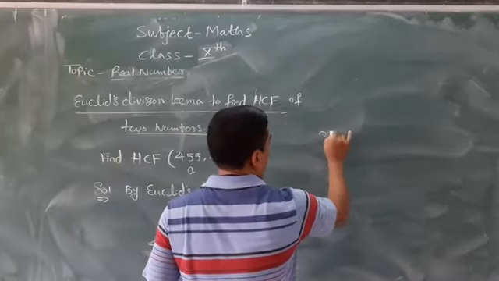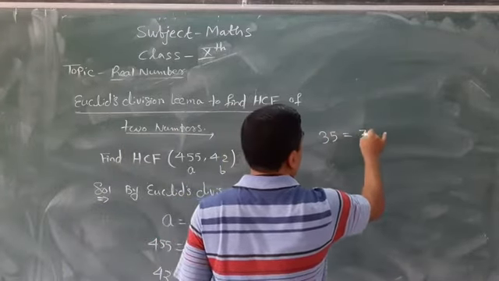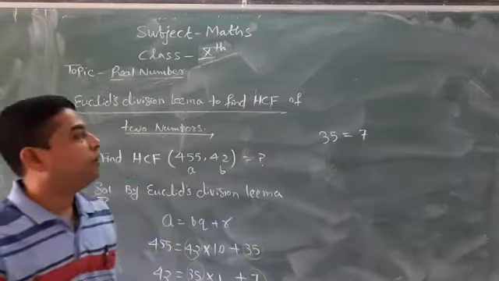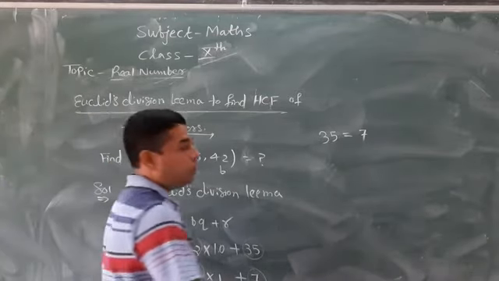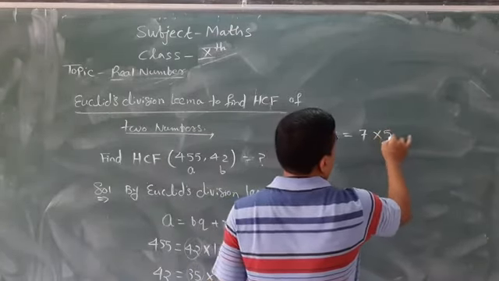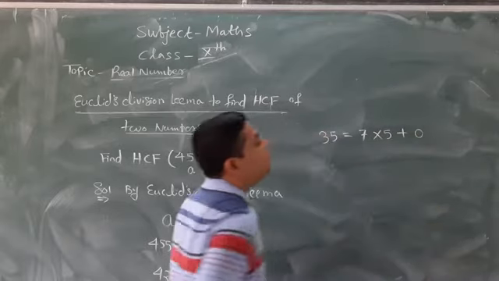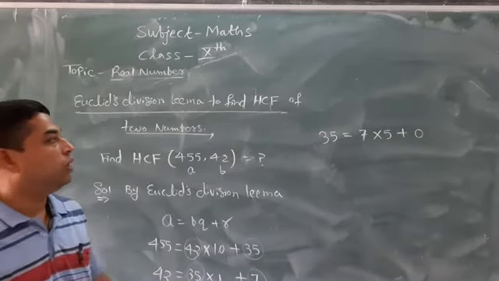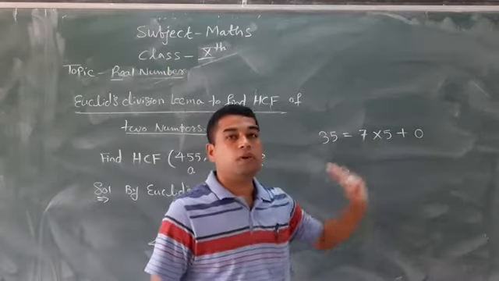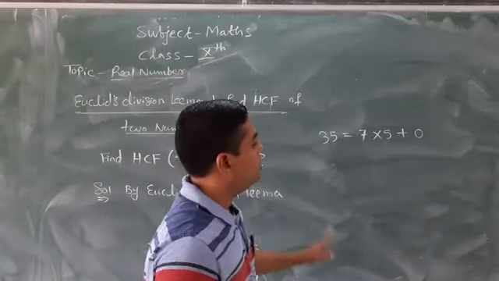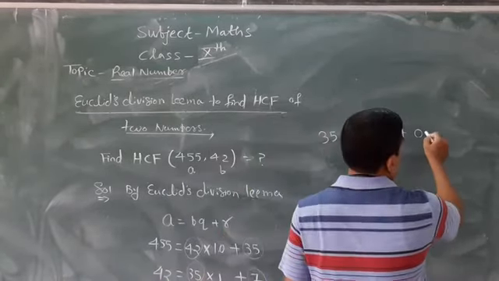35 will be your A and 7 will be your B. So in 35, the table of 7, how many times will it go? It will go 7 times, 35, and what remainder will we get? We will get remainder 0. 7 times 35, and the remainder will be 0. So at this stage, we are getting remainder 0. This is the remainder.